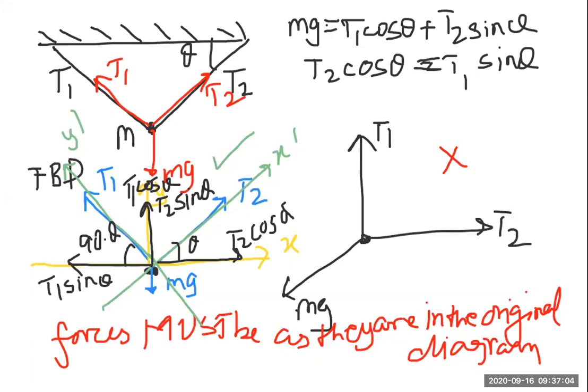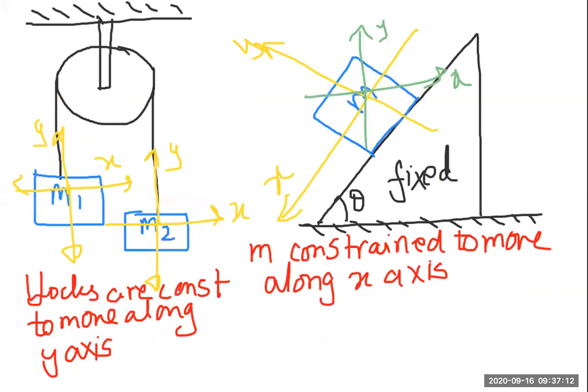So this is what we have to understand. This is what I am trying to show you here. So green wala axis we will not consider.